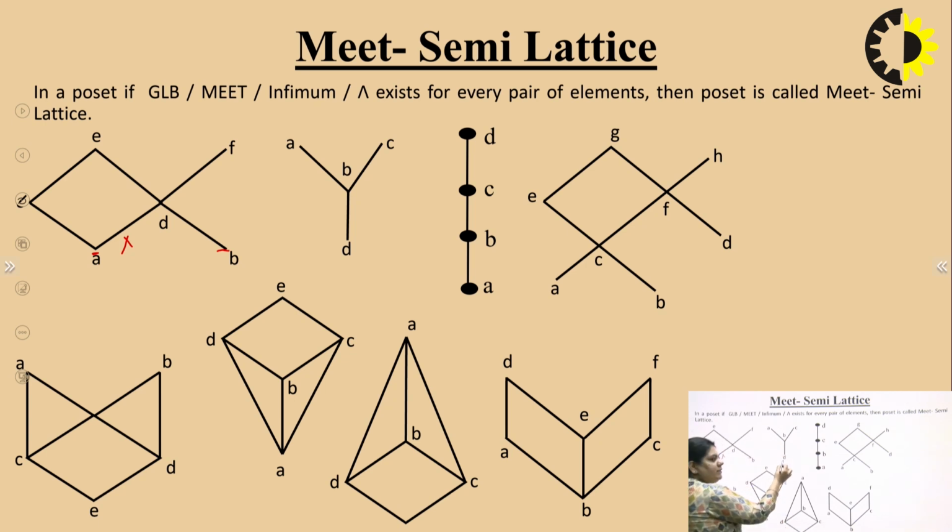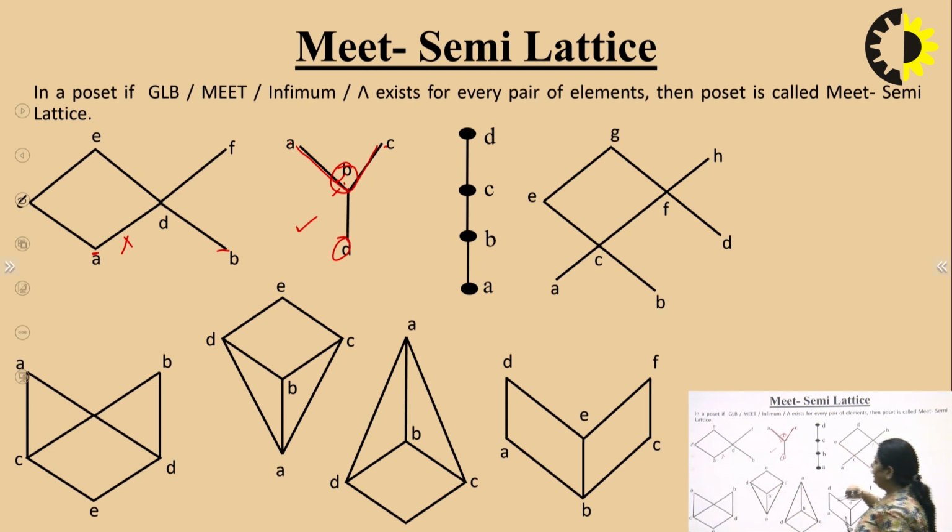Again, see the next figure. In this, we are having a single bottom. Now search for the greatest lower bound. That is, for A and C, we are having B. For B and D, we are having D. For A and B, we are having B. For C and B, we are having B. So this is definitely a meet semi-lattice.